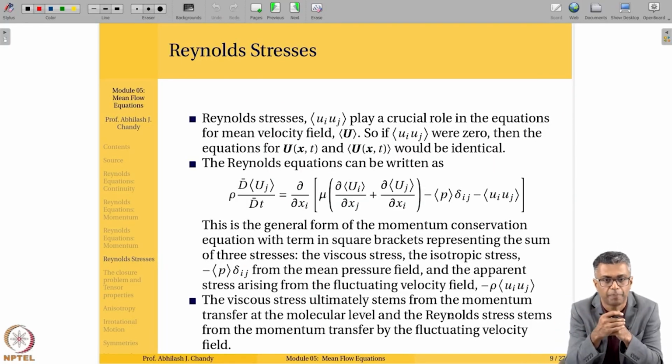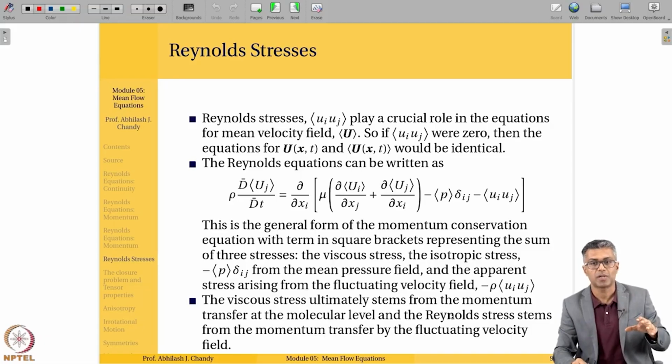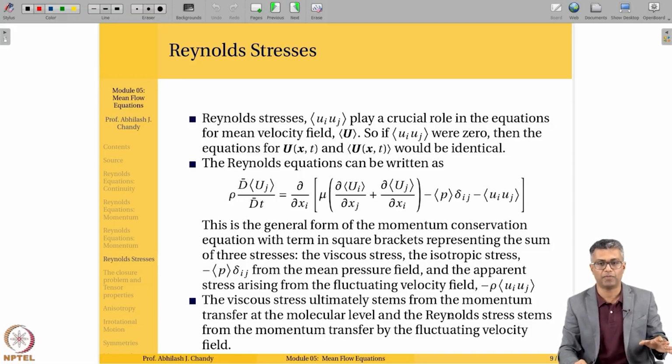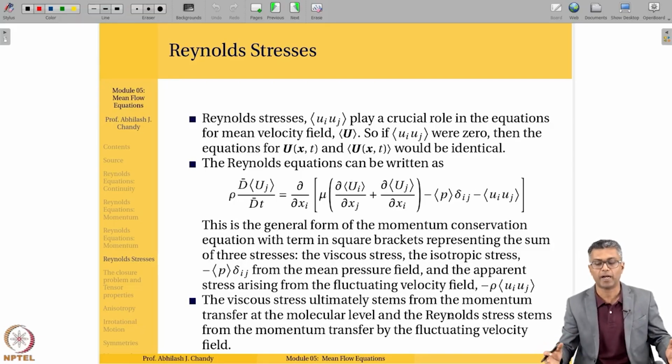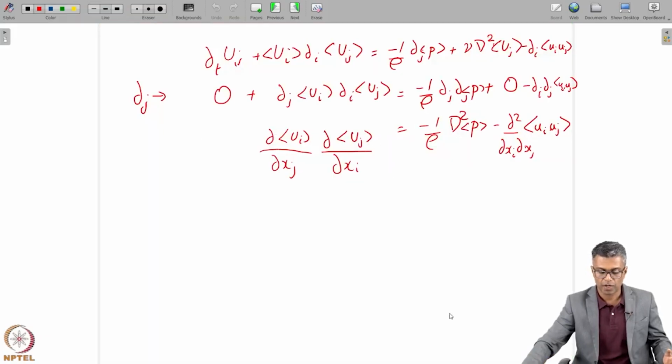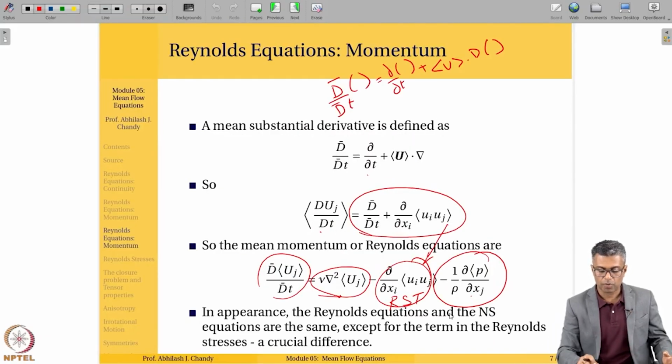So I hope this is clear. The Reynolds stresses play a crucial role in the mean velocity field. If the Reynolds stresses were 0, then U and U mean would be identical, isn't it? Because if you think about it, in this equation, if this RST term becomes equal to 0, there's no difference between this and the Navier-Stokes equations.